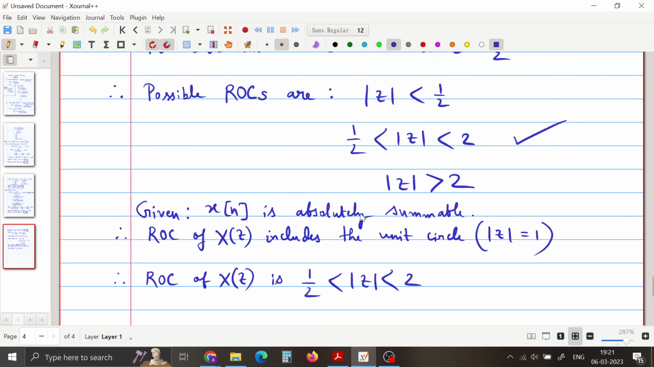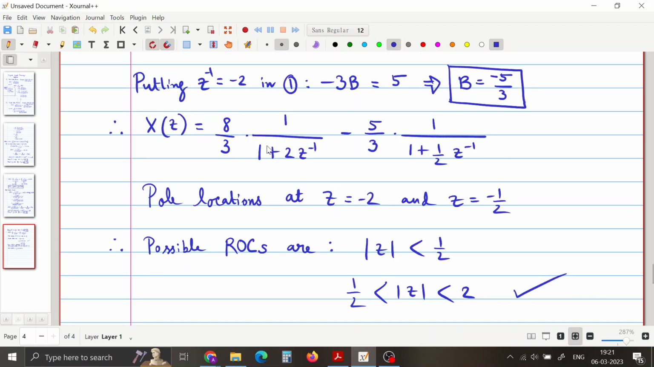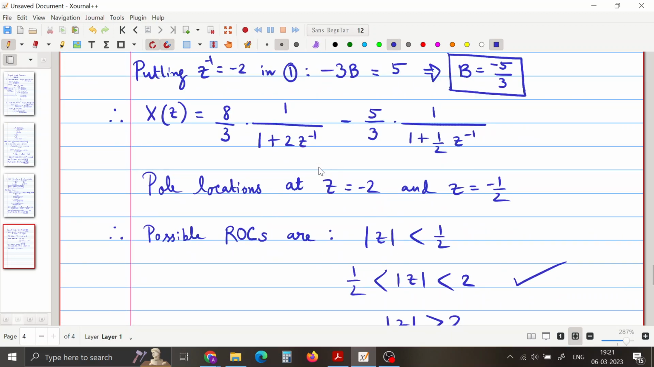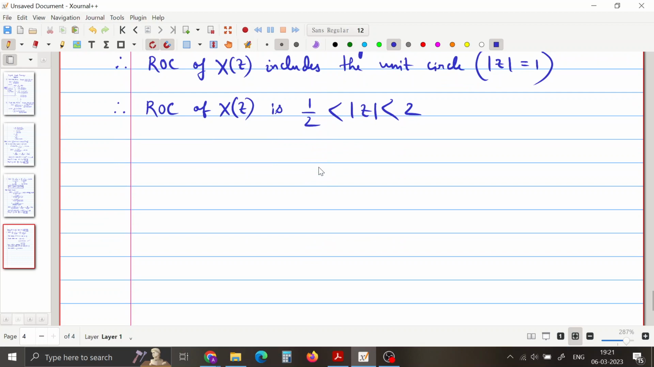Now, x of z we had simplified till this point here. We had expressed it in terms of a sum of 2 terms containing the poles in the denominator. So let's now find the inverse z transform of these individual terms in the summation, and then we will use linearity to find the overall x of n. The first term in x of z was 8 by 3 times 1 by 1 plus 2 z inverse. Let's try to find the inverse transform of this first term.